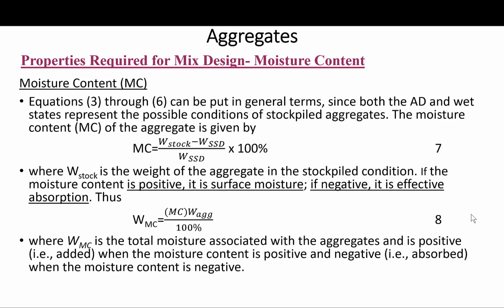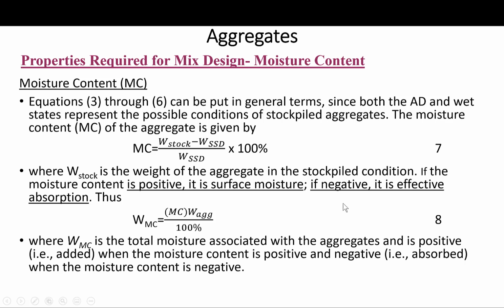As you can see, the stockpile weight minus the SSD weight, divided by the SSD weight, multiplied by 100%. It's equation 7. Where, as I indicated, the weight W stock is the weight of the aggregate in the stockpiled condition. So if the moisture content is positive, it is surface moisture. If it is negative, it's effective absorption. So you have to keep that in mind.